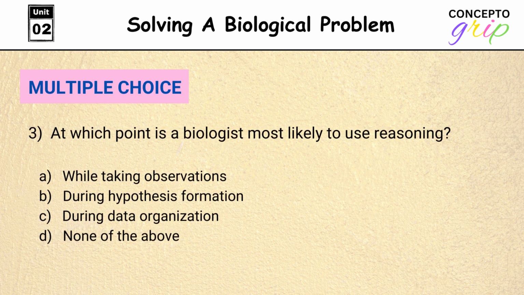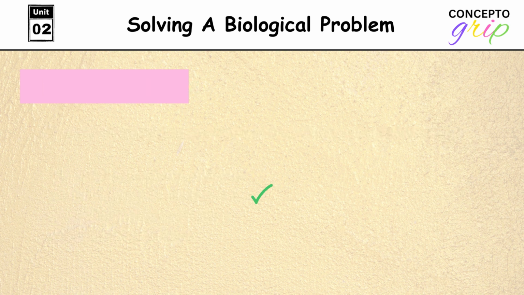Number 3. At which point is a biologist most likely to use reasoning? A. While taking observations. B. During hypothesis formation. C. During data organization. D. None of the above. Correct option is B. During hypothesis formation.